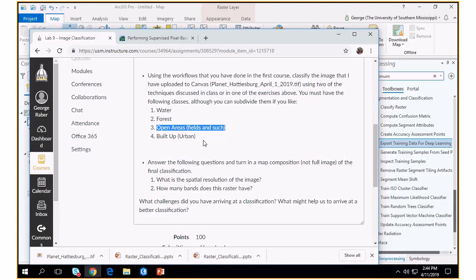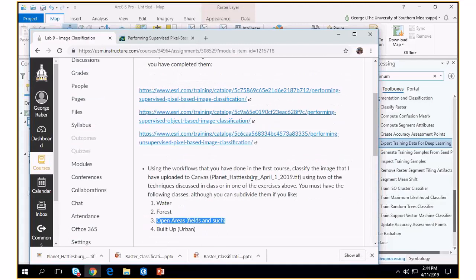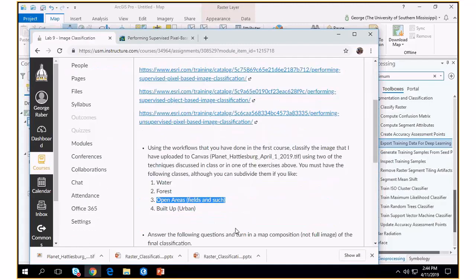So yeah, turn that in, and then this last one will require a little bit more text, maybe a paragraph or so. What challenges did you have at arriving at a classification? What might help us to arrive at a better classification? So that's why you might want to run it twice, just to see if it improved or didn't improve it, or your ideas there. Okay, so that's the process that you're going to go through.